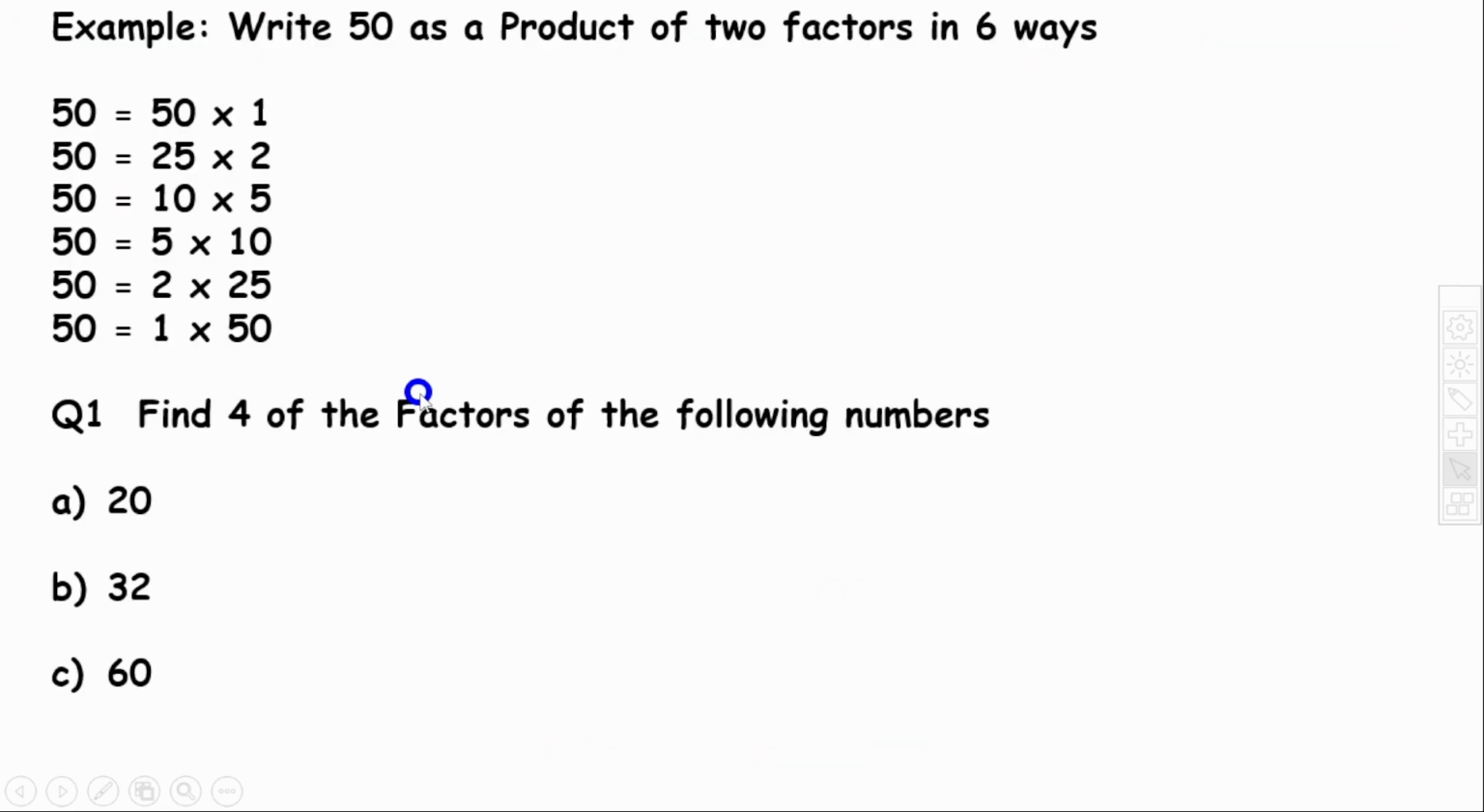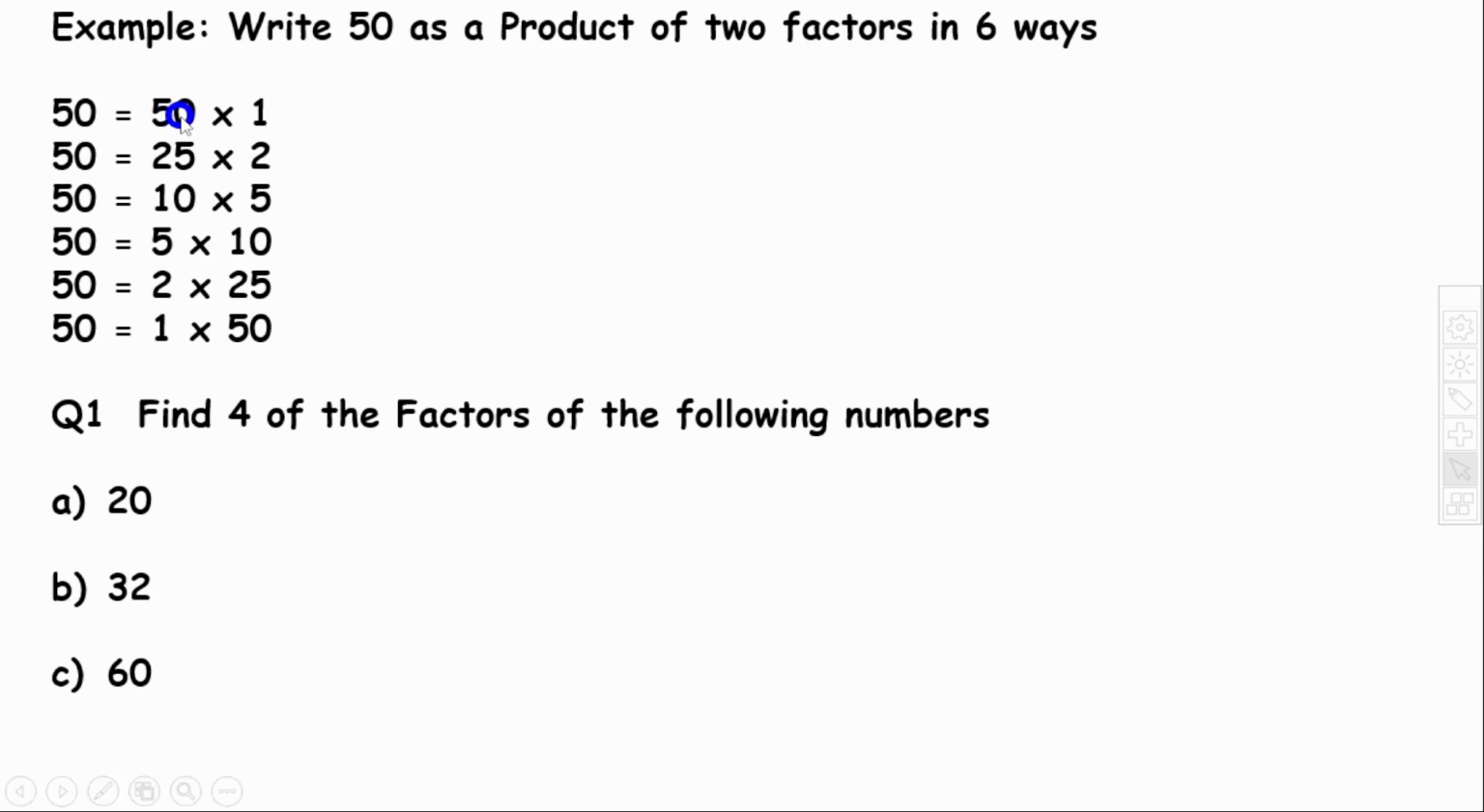Alright, now let's go to the next one. Now let's do some examples. Write 50 as a product of two factors in 6 ways. What this basically means is to look for two numbers that you can multiply together to give you 50. Now let's just try it out.